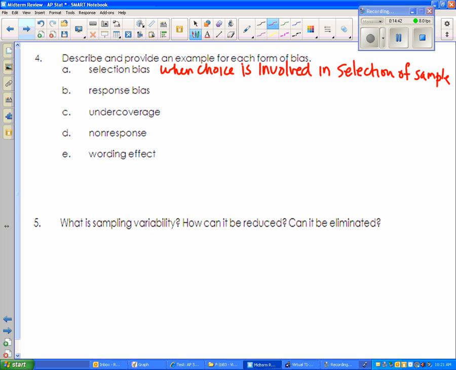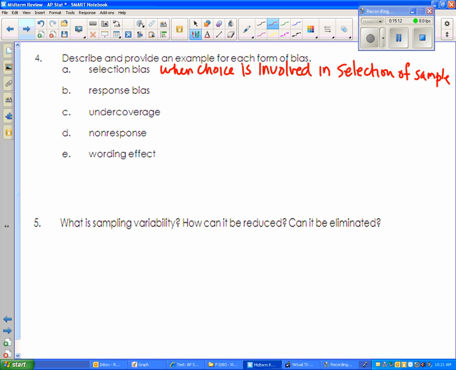Your selection should always be random to eliminate or at least reduce the bias due to the selection process. Response bias is basically any time someone's response is altered or influenced, whether it's by the interviewer, if you're doing a face-to-face interview and someone's uncomfortable with the questions they're being asked, so they adjust their response, or maybe you're doing a poll of a group of people and people feel influenced when everybody else is raising their hands to also raise their hands.